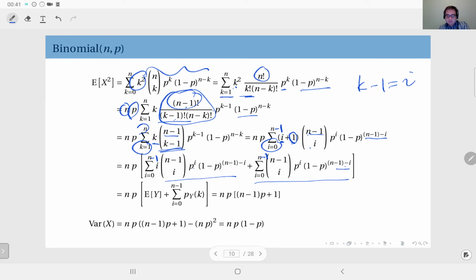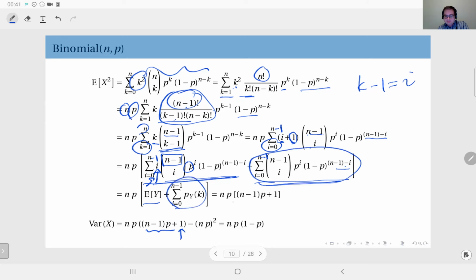So what are these? You have to recognize this as the expected value of this binomial distribution, again with the parameters n minus 1 and p. Since I have an i here and the range is from 0 to n minus 1, it's the entire sample space. So this is the expected value of y. That was n minus 1 times p, if you remember. And this one is the sum of the PMF, so this term here is 1.